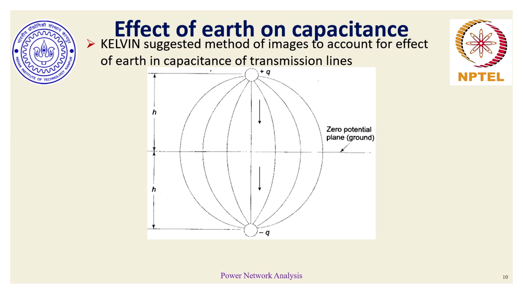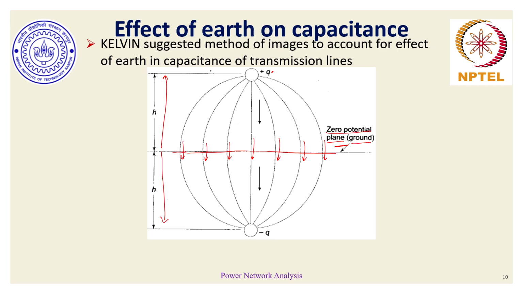So how do we do that? Kelvin came up with a very beautiful idea. He suggested that if earth acts as a zero potential plane or a ground, that means we can denote a negative charge of the same quantum as the positive charge Q to be present at an equal distance below the surface of earth, h being the distance between the charge plus Q and the surface of earth. And if zero potential exists, that means this particular surface, which is a zero potential surface, is orthogonal to the electric field lines which are originating from plus Q and just terminating at the surface.